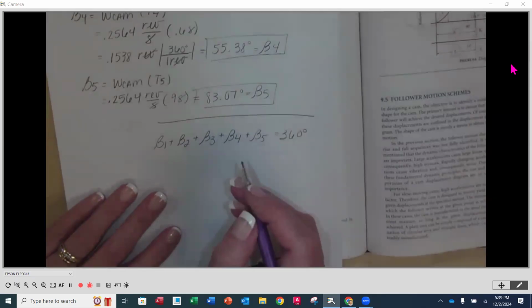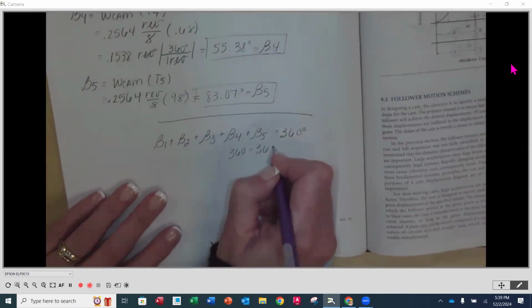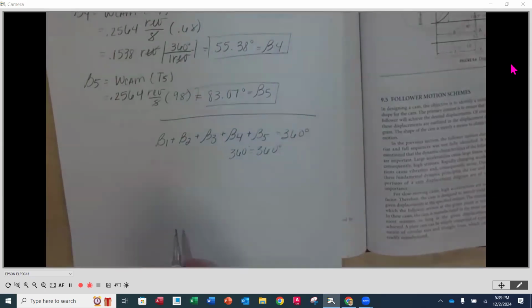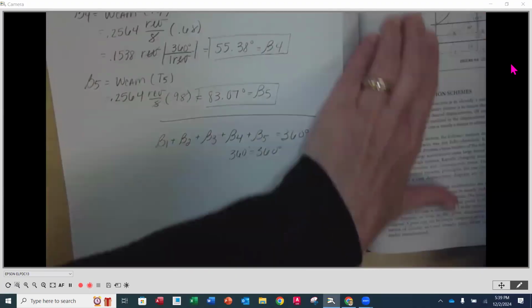Mine comes up to 359.88. So 360 is equal to 360. Okay. All right. Now, what did we just calculate? Okay, all of these betas.